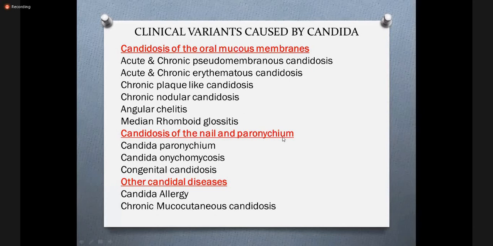Candidiasis of the nail and paronychium, okay, paronychium, the surrounding of the nail. Candidial paronychia, candidial onychomycosis, and congenital candidiasis. Congenital candidiasis can also occur. Other cutaneous candidiasis with candidial allergy can occur, or chronic mucocutaneous candidiasis. These are the variants caused by Candida albicans. Okay, now the mucous membrane, we will, okay.